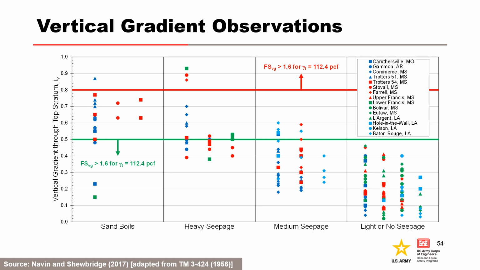This slide suggests that most sand boils on the lower Mississippi River occur due to defects in the top stratum, which is why the gradients are lower than the theoretical value for uplift.